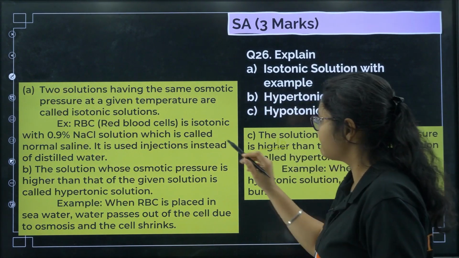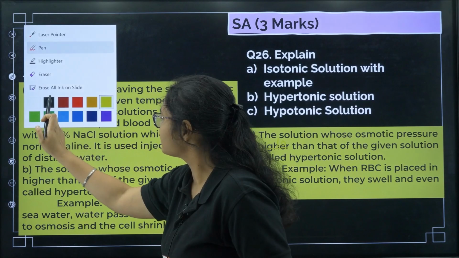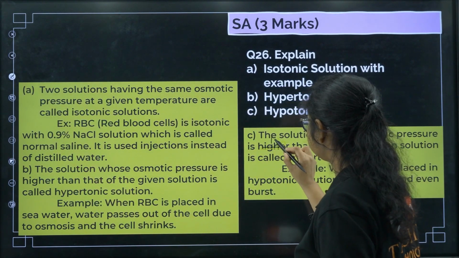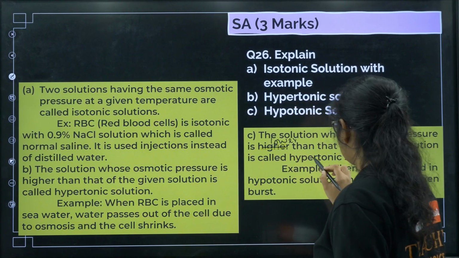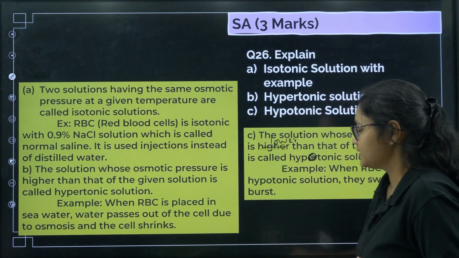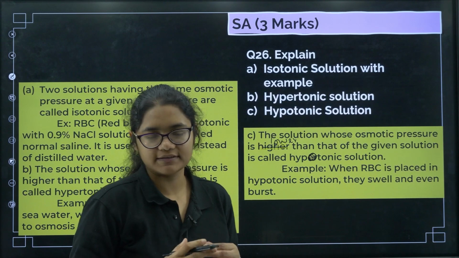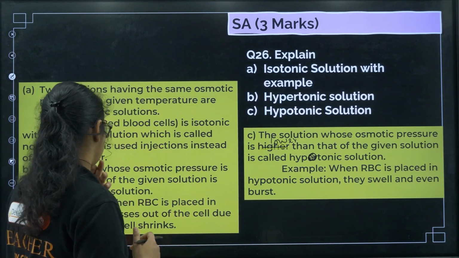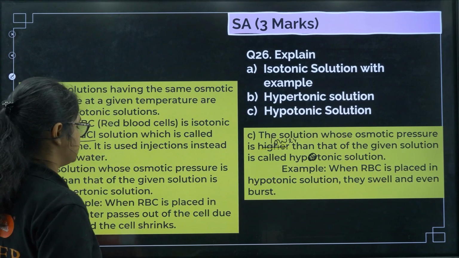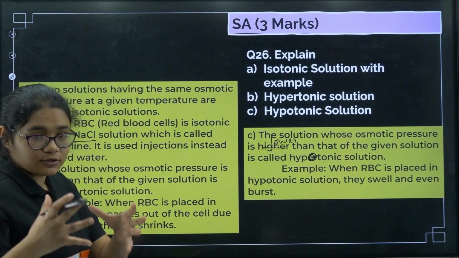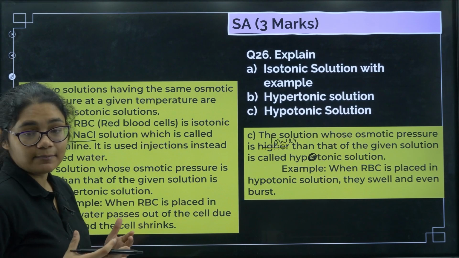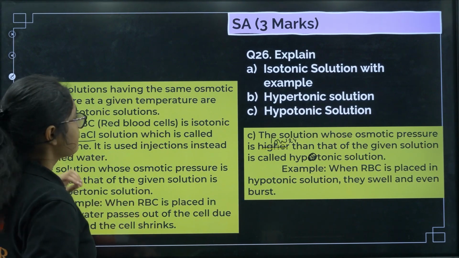Then it is called hypotonic. Okay, yes. So these are the examples. You can see our blood cell. Okay, the RBC is isotonic with 0.9% NaCl. So the osmotic pressure of 0.9% NaCl and RBC is the same, so that is why they are isotonic.